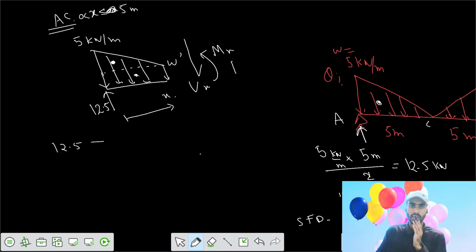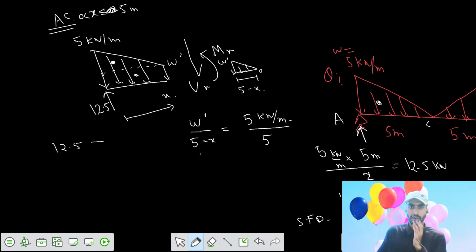Say here the UDL is W dash, that variation is W dash, here it is 0, and this distance is your 5 minus x. By similar triangles, W dash by 5 minus x equals 5 kilonewton per meter, that's for per 5 meter length. So if we calculate that, what is the value of W dash? That comes out to be 5 minus x.